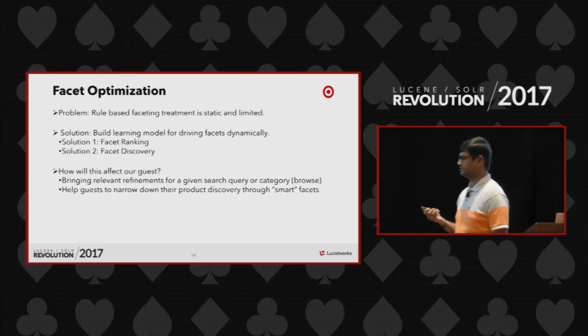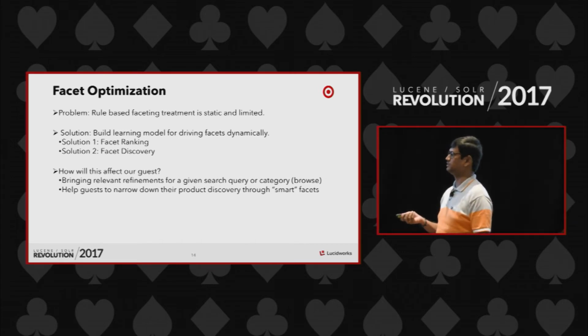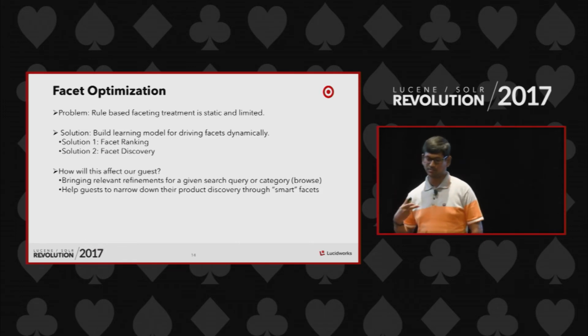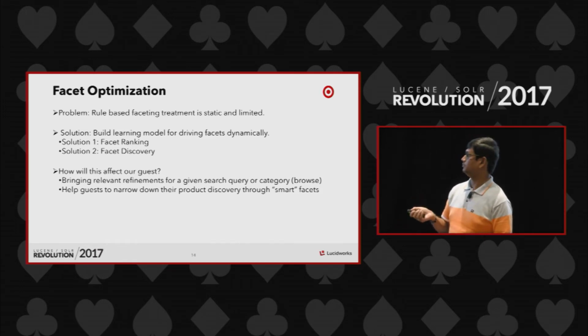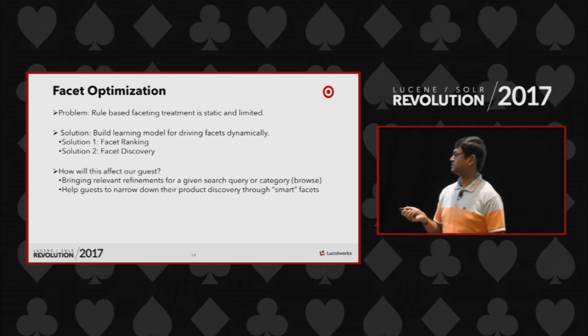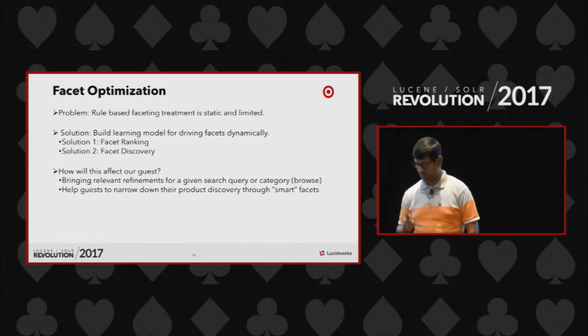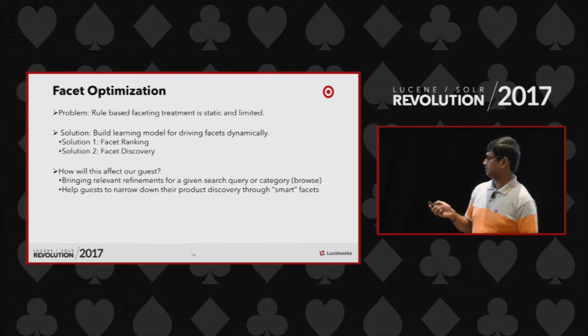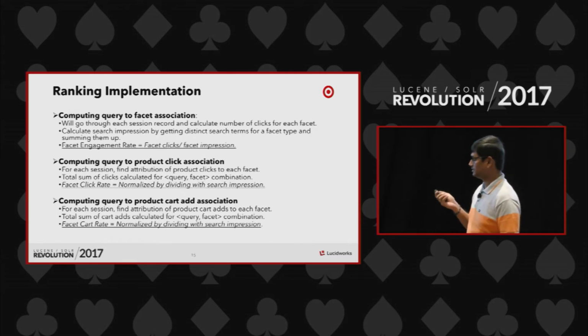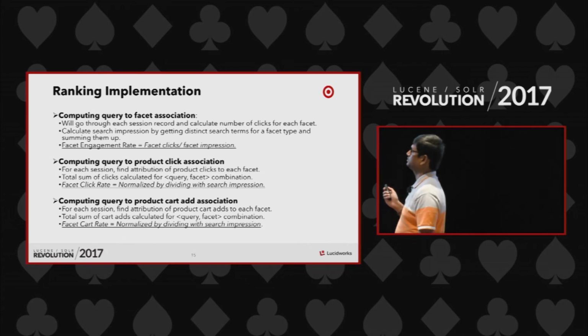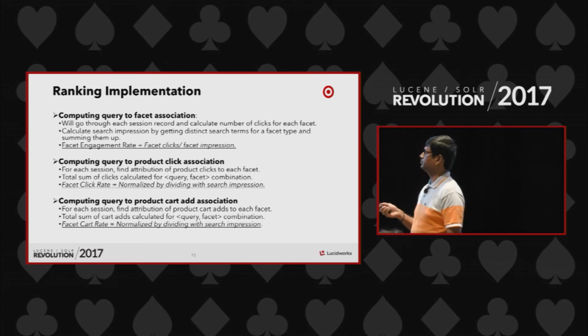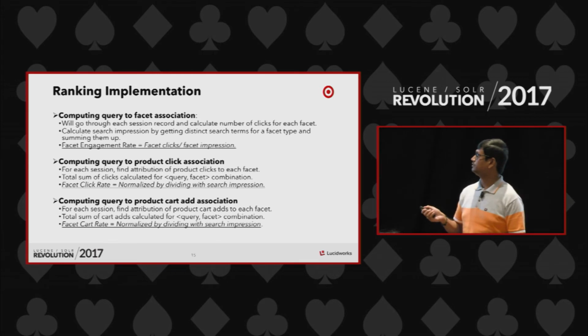So the challenge here is how do we get better facet engagement if we can leverage the clickstream data? A couple of applications that I'm going to talk about here: first, how do we reorder the existing facets that are shown, which is facet ranking, and the second is how can we discover more facets for a search term. This is the algorithm that we are using for facet ranking. It computes three different relevance signals.